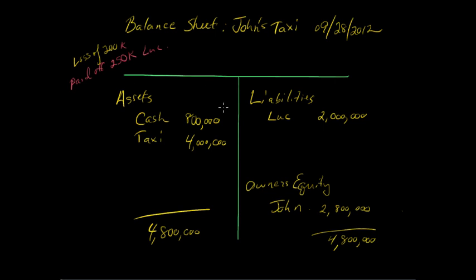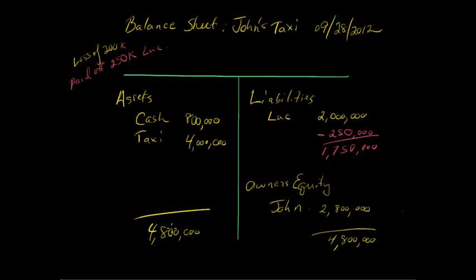So let's show how that impacts the balance sheet. Now it's not going to really have any impact over here on the assets side because the cash is still 800,000, the taxi is still 4 million. But over here on this side we see that he has paid off 250,000 that he owed his Uncle Luke, and so that brings his new total that he owes to 1,750,000.